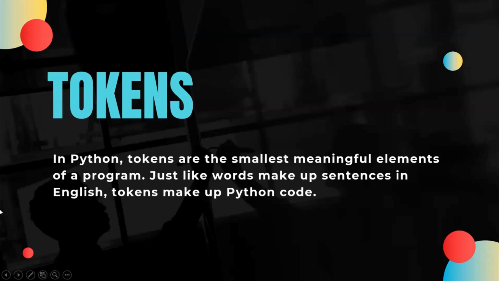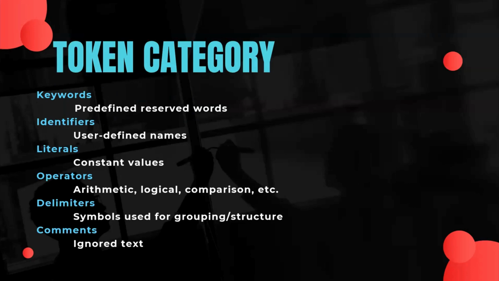Then the next part is tokens. In Python, tokens are the smallest meaningful elements of a program. Just like words make up a sentence in English, tokens make up Python code. In simple words, we can say it like this. Let's see what are the categories in tokens.